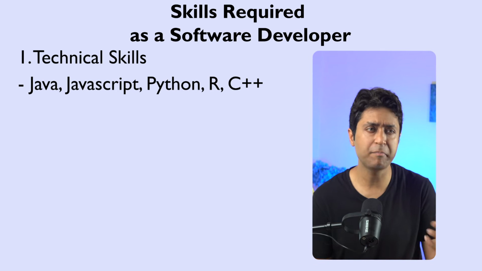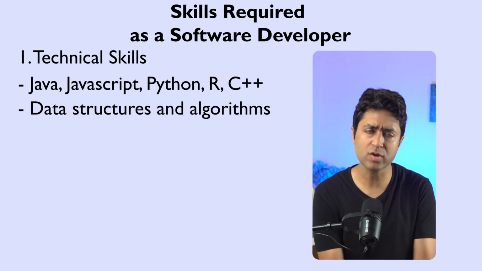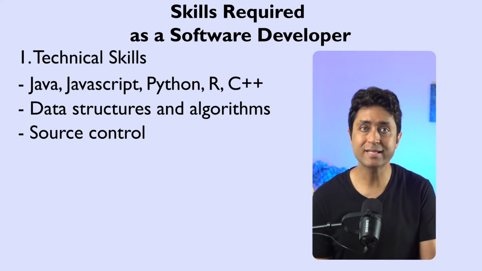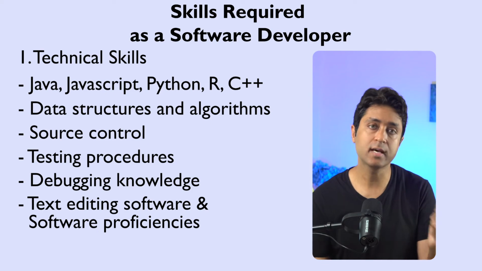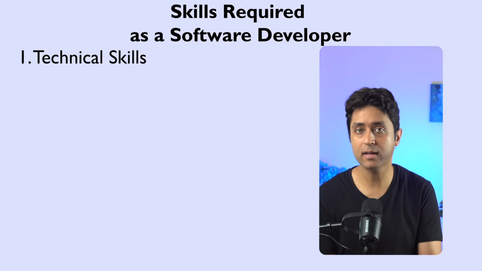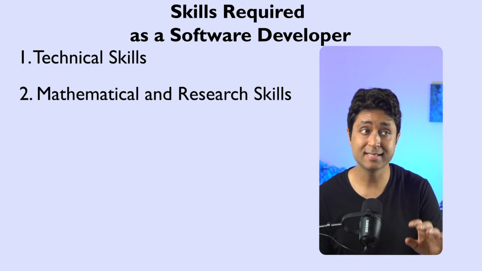So the first one definitely is technical skills. Software development is a technical field, so knowledge of programming languages like Java, JavaScript, Python, R, C++, knowledge of common operating systems, data structures and algorithms, source control, testing procedures, debugging knowledge, text editing software, and software proficiencies are required. Next come mathematical and research skills. A degree that incorporates the basics of mathematics and science is an add-on. Research skills can come in handy as well while trying out new technologies and software.